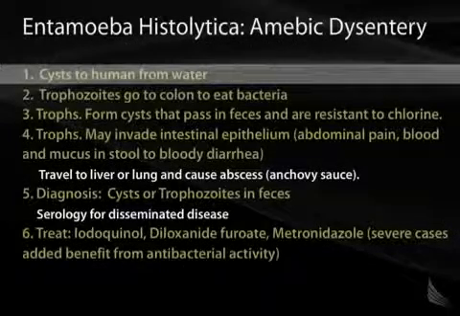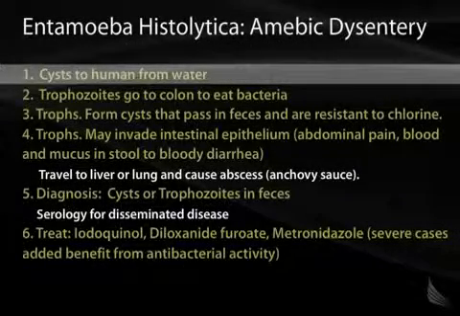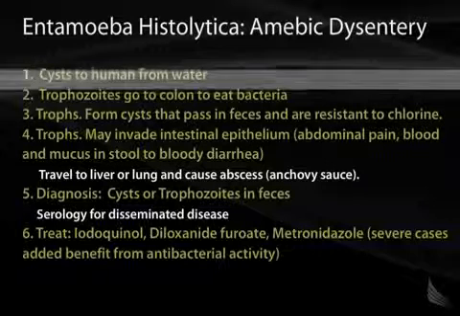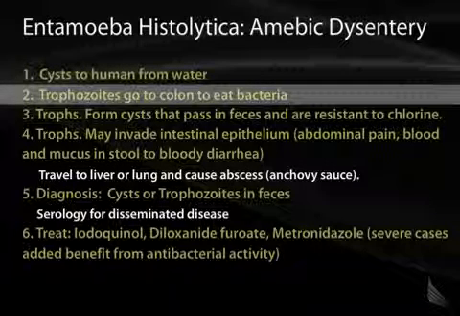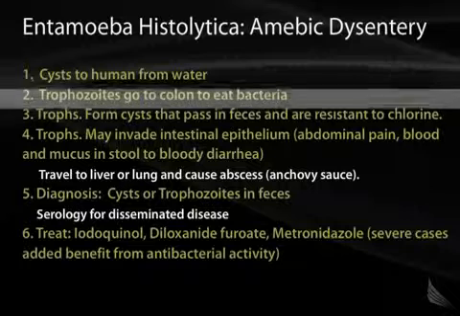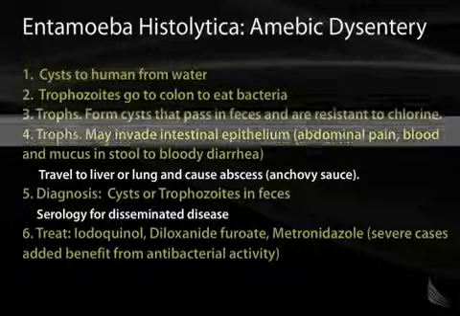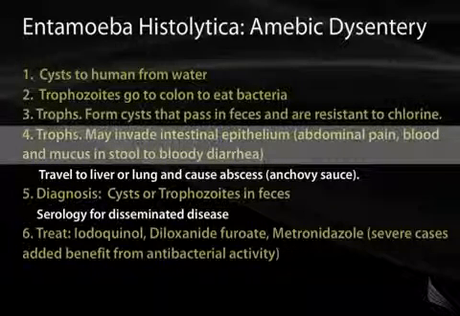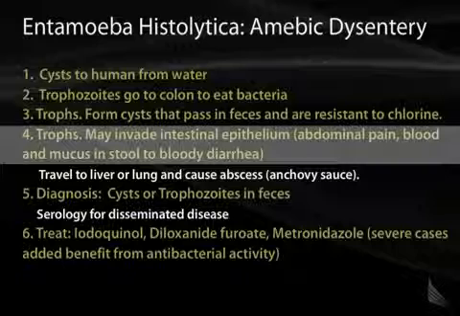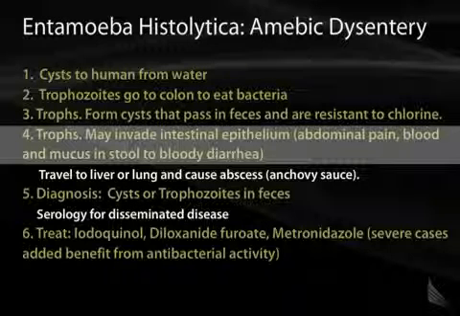Amoebic dysentery is caused by Entamoeba histolytica. We get cysts to the human from the water. Trophozoites then go to the colon, and they eat bacteria in our colon. The trophozoites form cysts that pass in feces, and they're resistant to chlorine, and they spread the disease to other people. The trophozoites can also invade our intestinal epithelium, causing abdominal pain, blood and mucus in the stool, and causing bloody diarrhea.